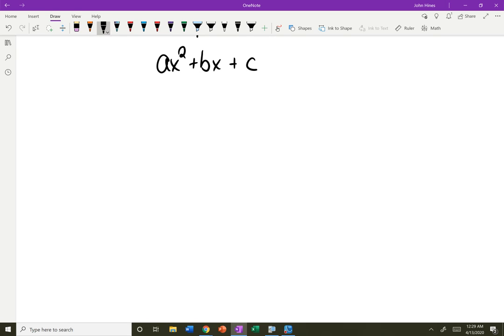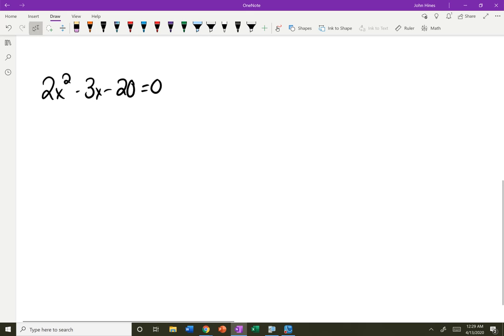So we'll start off by looking at the quadratic equation, 2x squared minus 3x minus 20 equals 0. The first thing I'm going to look at, I'm going to say, okay, that's great. It's set equal to 0. So now I need to come up with some kind of way to solve it. And I want to practice factoring. So let's try factoring this.